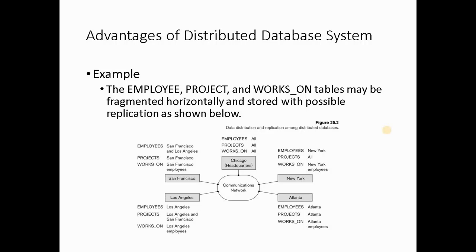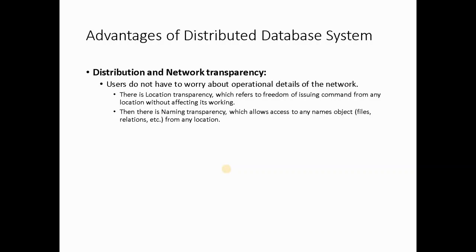Sometimes you will see multiple copies of the same data. We call this replication. Then distribution and network transparency. So users don't have to worry about the operational details of the network, right? And then, for example, if you look at the locations, users can actually work from any location without affecting their work. So this is called location transparency. And then there's another thing called naming transparency, which means you can access any named object like files and relations from any location. And this is known as distribution and network transparency.